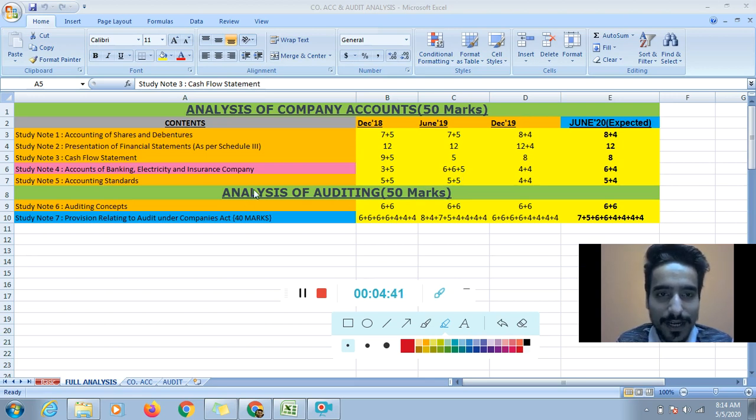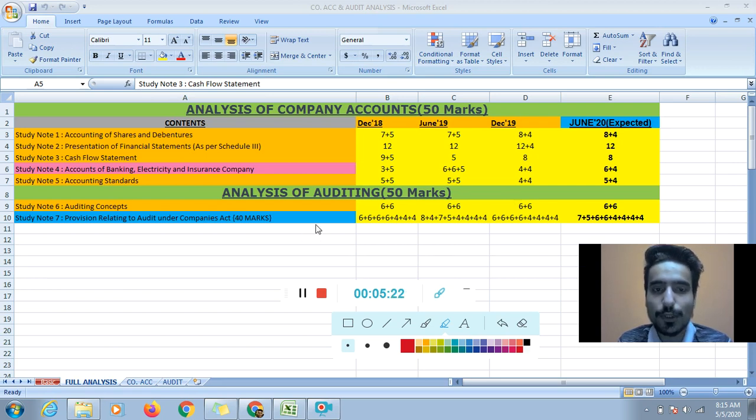Now if I come over to study note 5, accounting standards, you can see 5+5, 10 marks in December 18, in June 19 the same 5+5, 10 marks, then 8 marks in December 19. And if I talk about June 20, that is now July 20 anyway, it might be asked for 5+4 = 9 or 9 to 10 marks. So accounting standards are very important. Do analyze. I have analyzed which accounting standards are important for examinations, so we'll share that too. So this is the paper pattern. These are the important topics which are commonly asked.